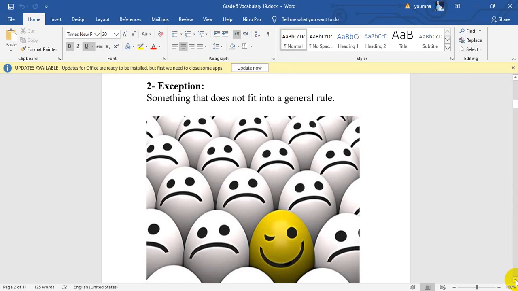Like when you find in a class 5 girls and just one boy. So the boy is the exception in this class. So exception, something that does not fit into a general rule, as you see here in the picture.